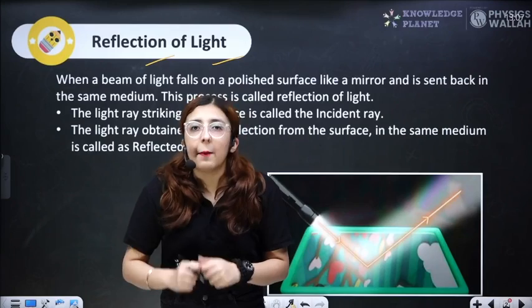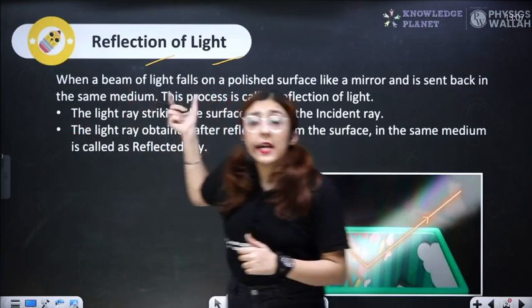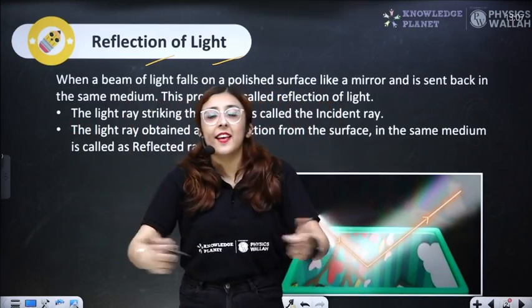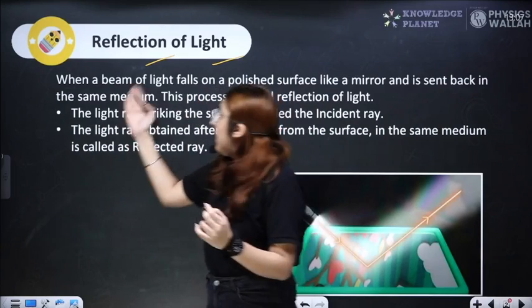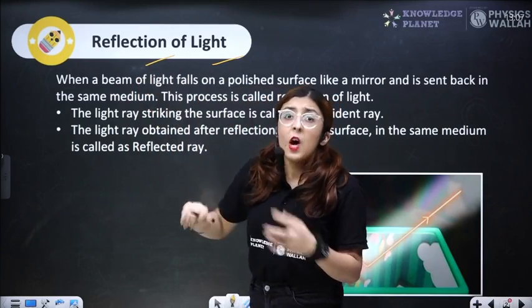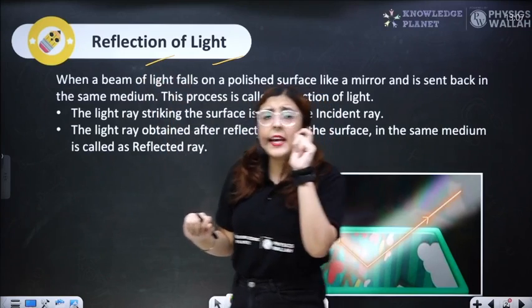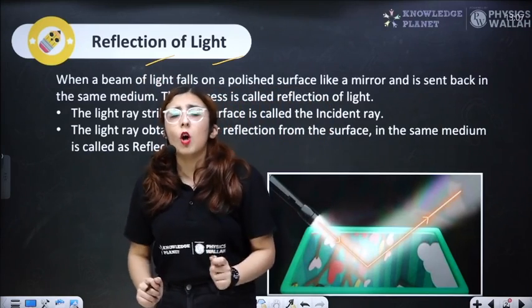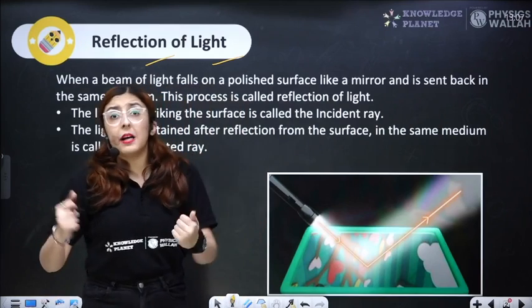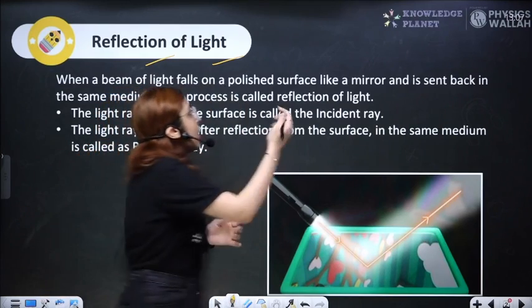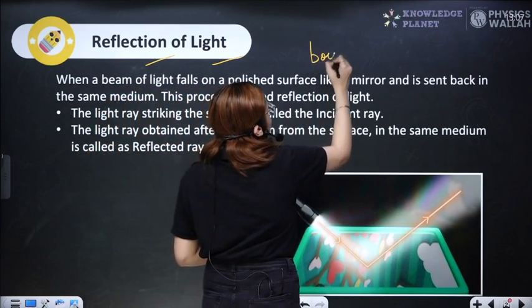Now what is happening over there? Light is helping us to see the things around us. How? With the help of reflection only. Now what exactly is reflection? In easy terms, everyone, when you talk about reflection, it is nothing but bouncing of light. So you can say reflection is nothing but bouncing of light.